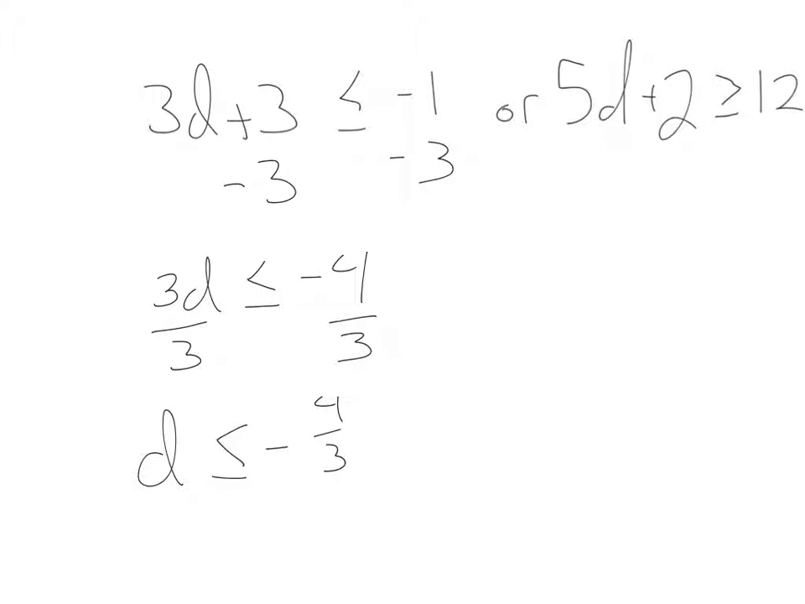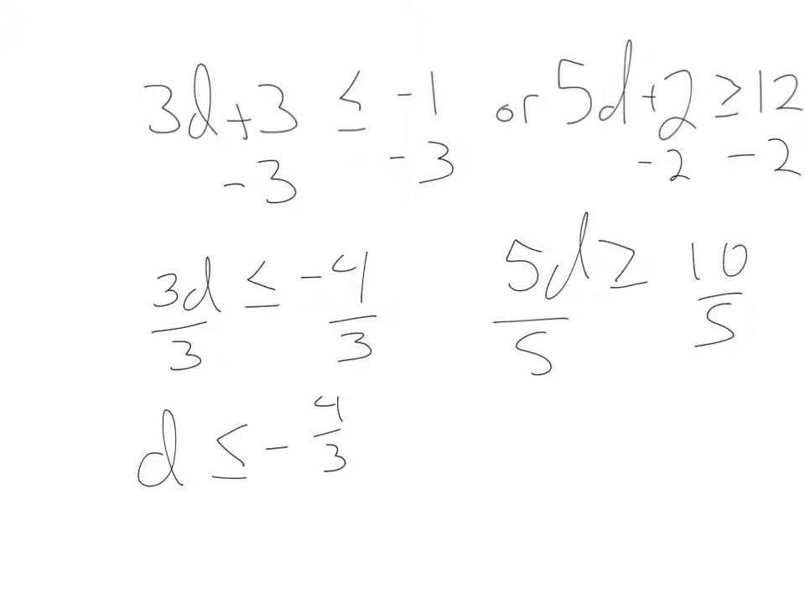Then I just simply go on to the next inequality and solve that. Subtract 2 from both sides, and I have 5d is greater than or equal to 10. Divide by 5. d is greater than or equal to 2. And this maintains an or inequality. So d is less than or equal to -4/3, or d is greater than or equal to 2. So with the or inequalities, you just solve them like two separate inequalities, just like you would any other inequality.